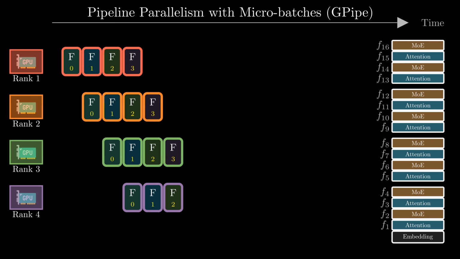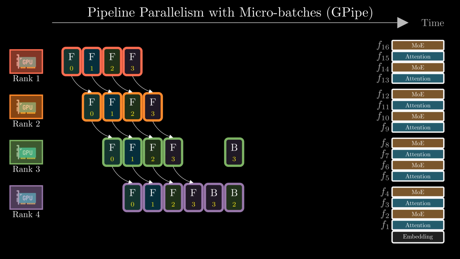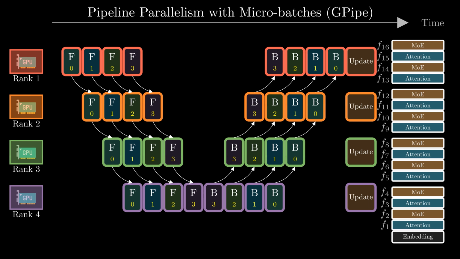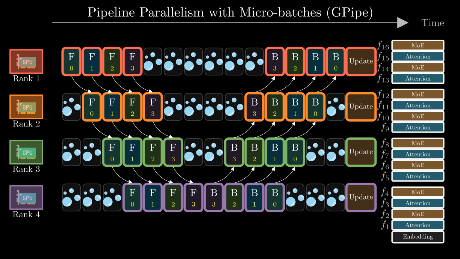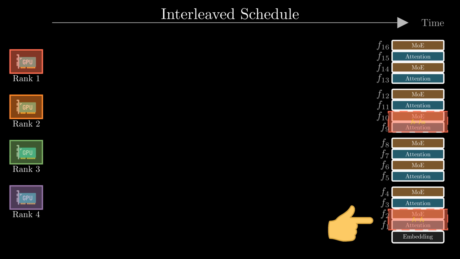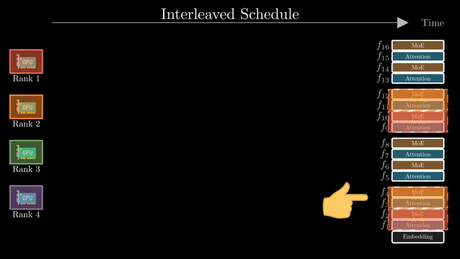Micro-batching improves pipeline occupancy. But each stage is still a large chunk of the model. Our scheduling is too coarse. Therefore, we need to partition the model with finer-grained stages. Instead of each GPU holding one contiguous block of layers, each GPU holds multiple non-contiguous groups, called virtual stages. Here, GPU 1 holds layers F1 and F2 as virtual stage 0, and layers F9 and F10 as virtual stage 1. GPU 2 holds F3, F4 as virtual stage 0, and F11, F12 as virtual stage 1.